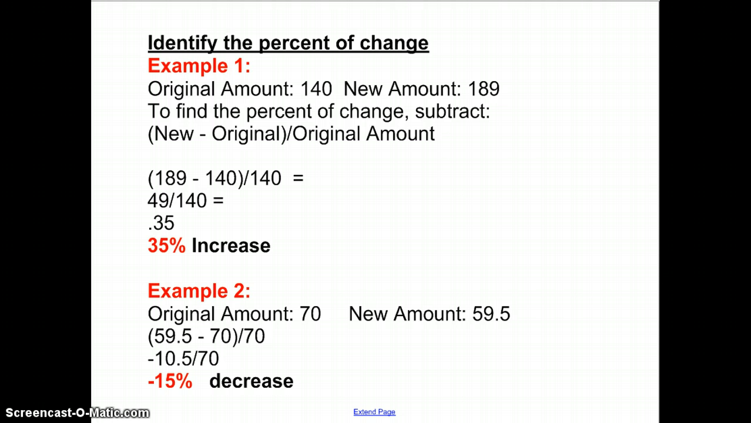In example 2, however, your new amount is less than your original amount. But again, you subtract new minus original divided by original. Just keep that form in your head. That's what you'll always use. In that case, you get a negative numerator, negative 10.5 divided by 70. So you get negative 15%. That means it's a decrease. You don't have to write decrease after the negative 15%, right? Because that's going to look like a double negative and people are going to think it's positive. So you either write negative 15% or you say it's a 15% decrease.